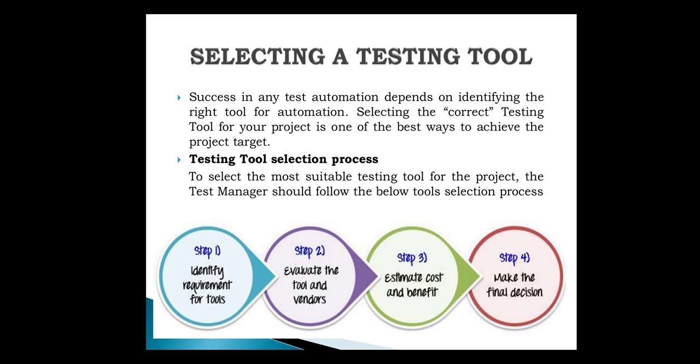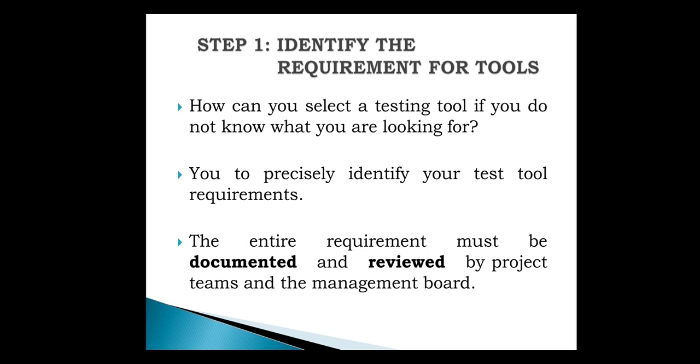I have already told you the selection process. First you need to identify the requirement for tool. Second you need to evaluate the tool and the vendors from where you get that particular tool, right? Then you need to find out the cost and their benefits, right? And after that you need to take a decision, either you need to buy that tool or not, right? Next, step 1, that is identify the requirement for tool.